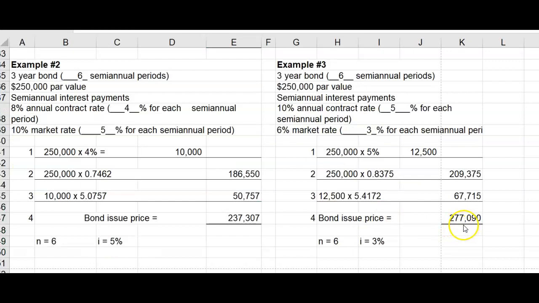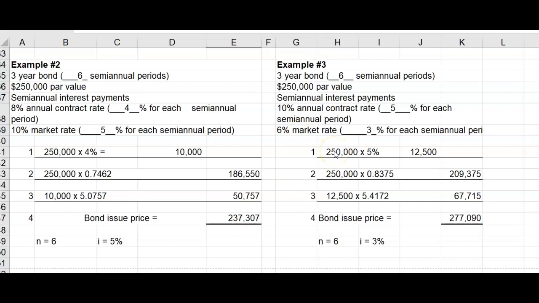Did you get $277,090 as a bond issue price? I hope so, but let's go over it anyway. 3-year bond means there are 6 semi-annual periods, so N equals 6. 10% annual contract rate is 5% for each period. 6% annual market rate means 3% for each semi-annual period. So when we are looking at the present value tables, N equals 6 and I equals 3%. Always use the market rate when you look at those tables.